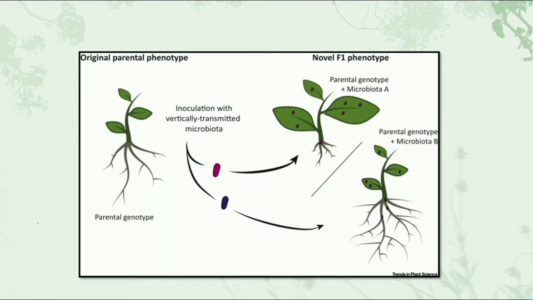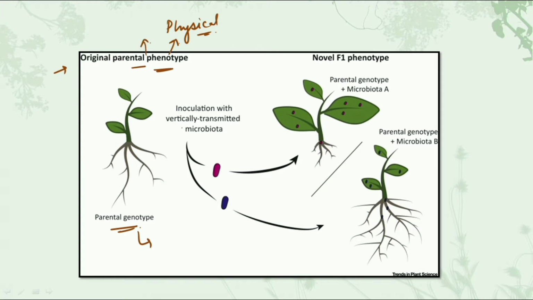So this is a simple depiction of how the process continues. Initially we have the original parental phenotype, and phenotype means the physical appearance of the actual plant that we are targeting, and we have the parental genotype. Genotype means the genetic makeup and phenotype means the physical makeup.